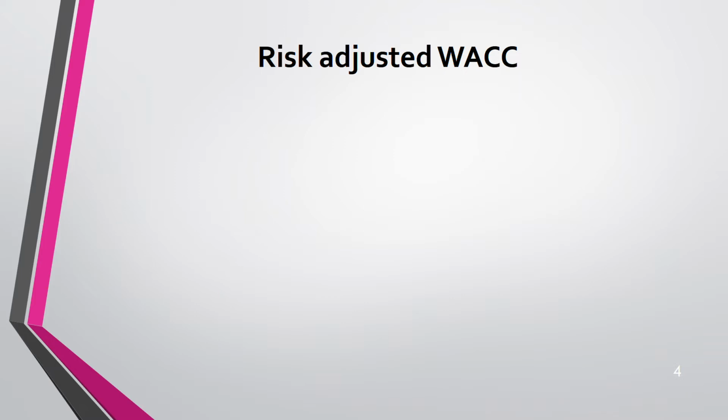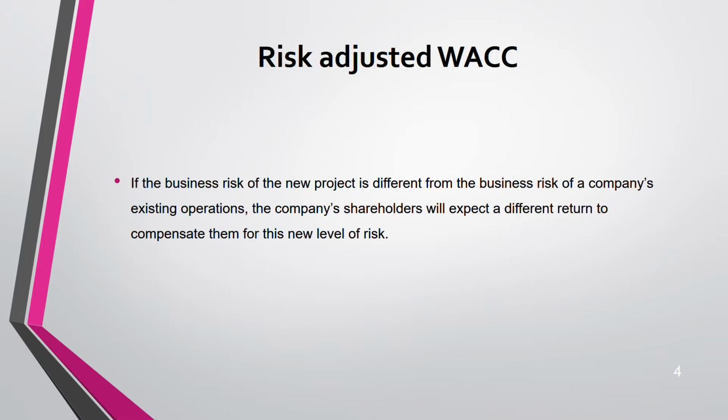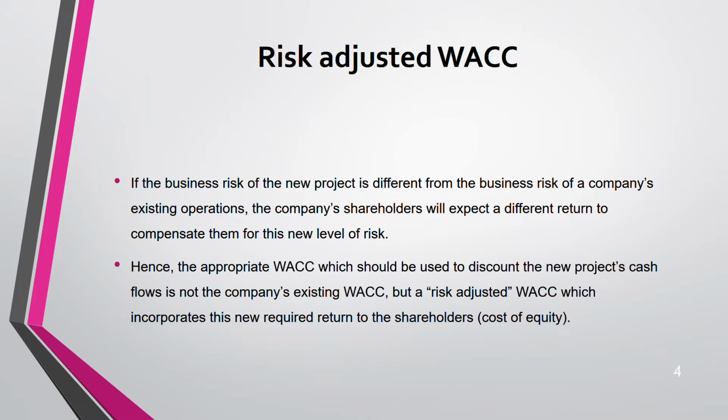So risk adjusted WACC means when your new project has a different business risk to your existing project, you have to adjust your asset beta. Same for the equity beta: when your financial risk is different, you have to adjust. So in this case, you cannot use the existing WACC, you have to change the WACC, adjust the WACC. Hence, risk adjusted WACC.